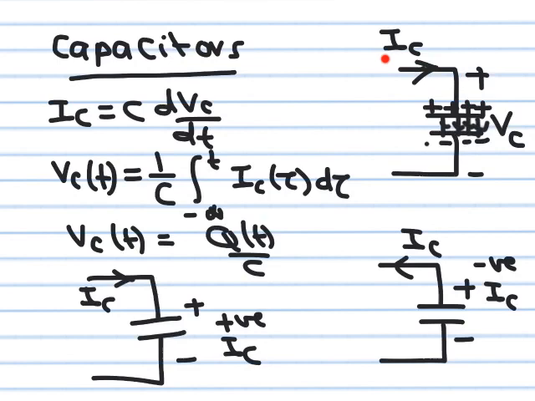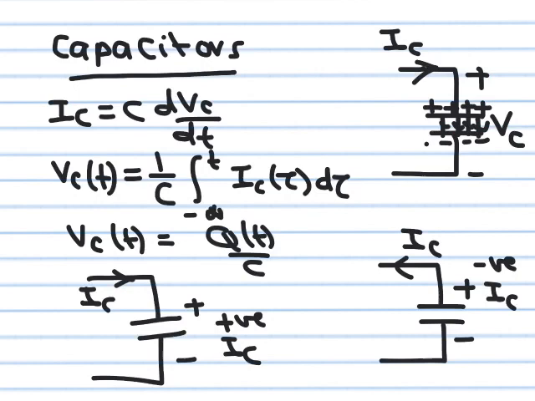So current is flowing in from the positive terminal to the negative terminal through this component. The charge is increasing, Q is increasing, minus Q is increasing as well. The electric field inside is getting stronger. The voltage between the terminals of the capacitor is also getting higher. We say that the capacitor is charging.